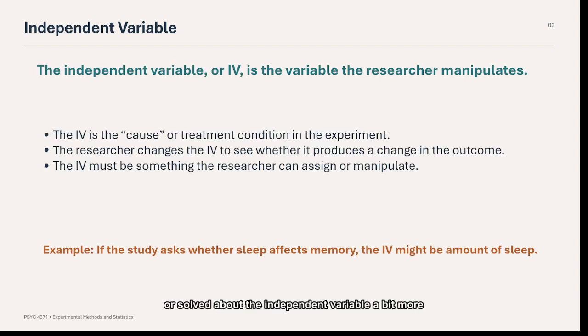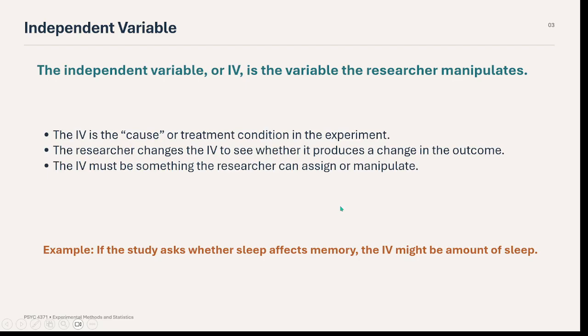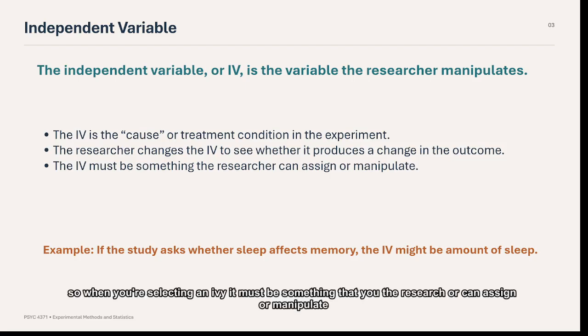Let's talk about the independent variable a bit more. We often refer to it as the IV, and this is the variable that the researcher is manipulating. The IV is the cause or the treatment condition in the experiment. And we change that IV to see if it produces a change in an outcome variable. So when you're selecting an IV, it must be something that you, the researcher, can assign or manipulate.